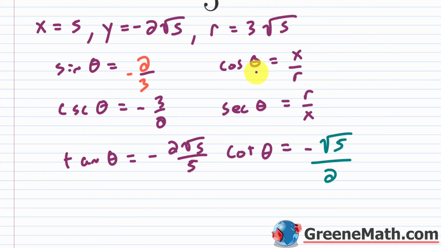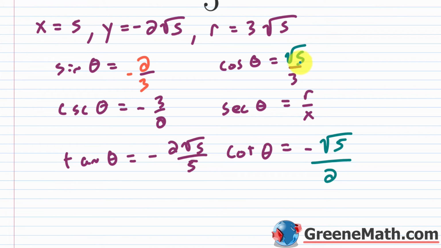For the cosine of theta, it's going to be x, which is 5, over r, which is 3 times square root of 5. Let's rationalize the denominator. I'm going to multiply by the square root of 5 over the square root of 5. So again, you have square root of 5 times square root of 5, which is 5. So this would be 5 down here. So 5 divided by 5 is 1. So this is square root of 5 over 3.